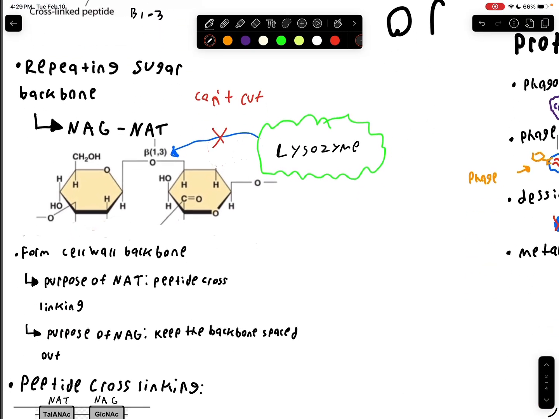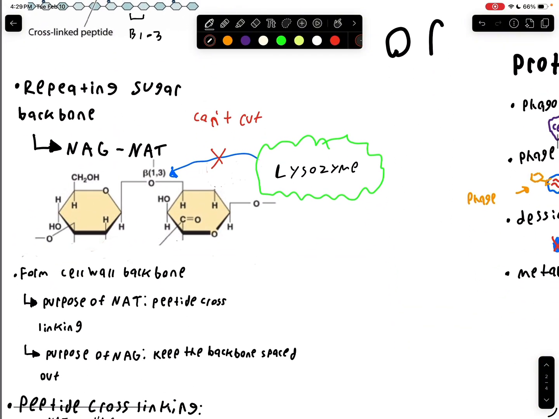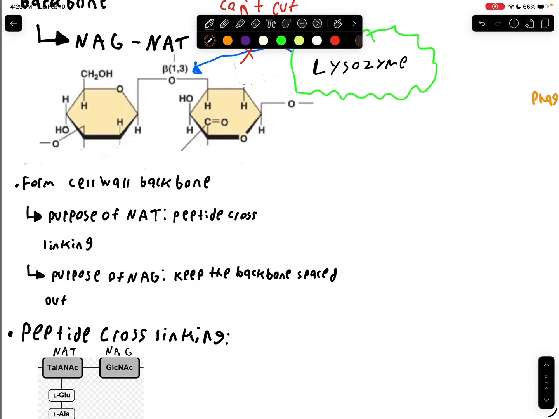So they have that same idea of the repeating sugar backbone. And they have, instead of NAM and NAG, they have NAG and NAT with a T. And so this is slightly different, but there's still these sugars. And the other thing that's different is instead of having a beta 1,4 linkage, now they have a beta 1,3 linkage. And so let's talk about what NAT is, right? Because we haven't talked about it. NAT allows for peptide cross-linking.